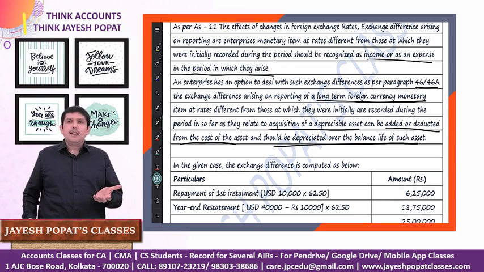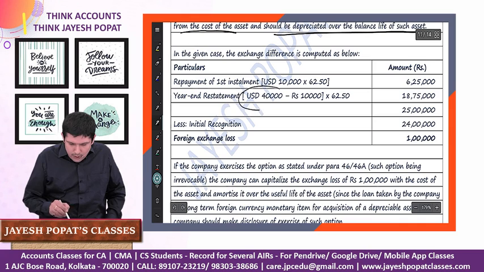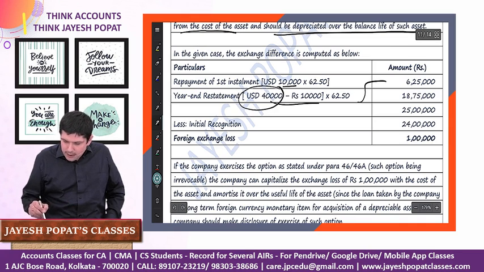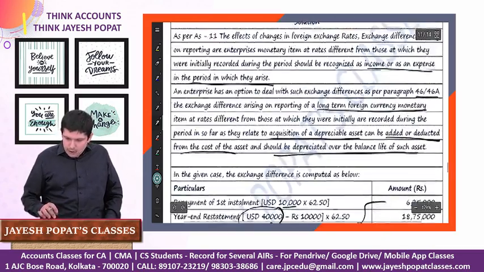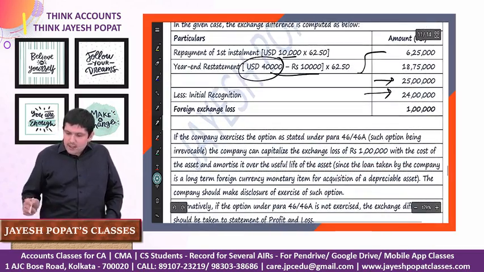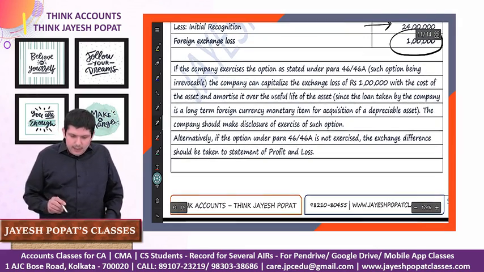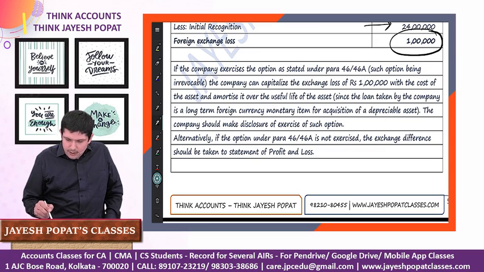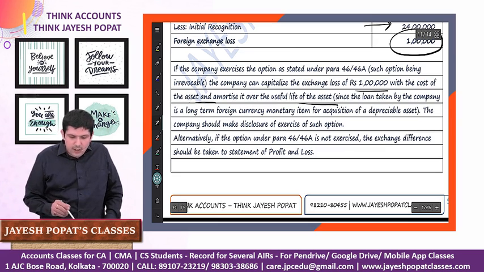So since they have capitalized, they have done correct because they have adopted the option under 46A. The loan is for $40,000, $10,000 have been repaid and $30,000 have been restated. So this is the total amount. Initial recognition was done at 24 lakh. If you multiply 40,000 into 60, you will get 24 lakh. There is this exchange loss of 1 lakh. It says if the company exercises the option, then this exchange loss of 1 lakh should be added to the cost and amortized over the useful life.